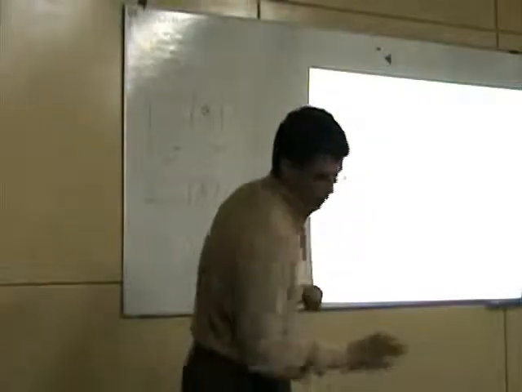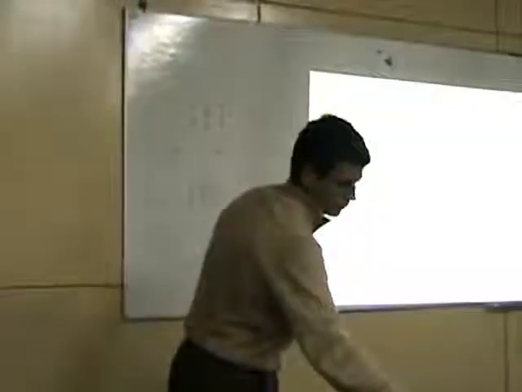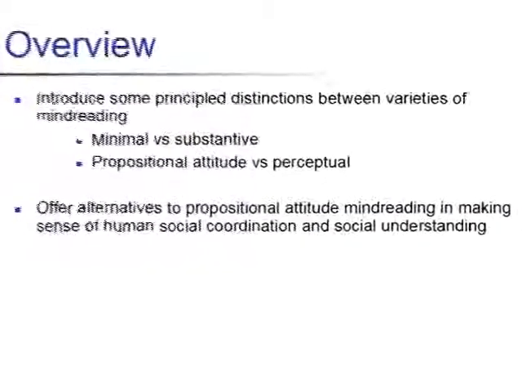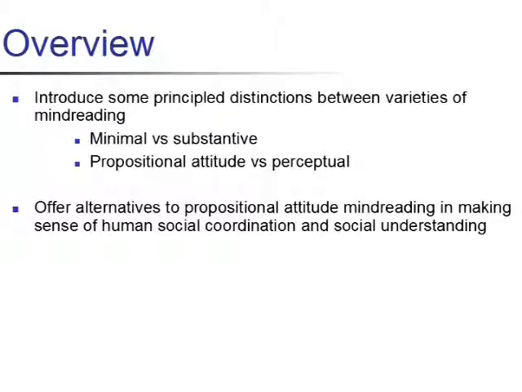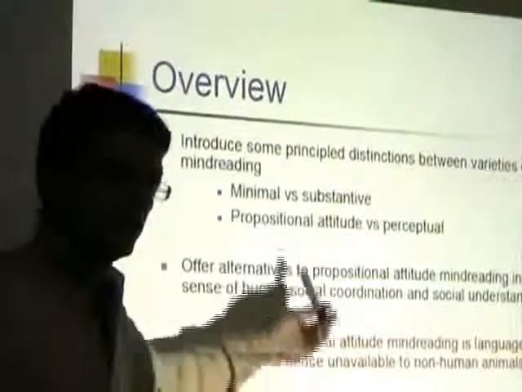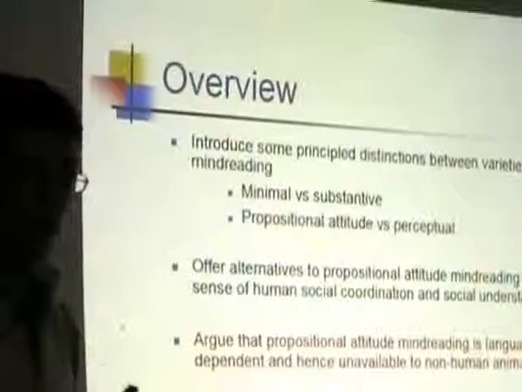Okay, so that's actually all I'm going to have time to do. But let me just sum up what I'm trying to achieve. The bit in red is the bit that we're not going to get to. So what I've tried to show is that there are ways of thinking about propositional attitude mind reading in humans, and ways of thinking about social coordination, social understanding in humans, that don't involve propositional attitude mind reading. And that we can use those same alternatives to make sense of at least some examples that people have drawn conclusions from when it comes to non-linguistic creatures.